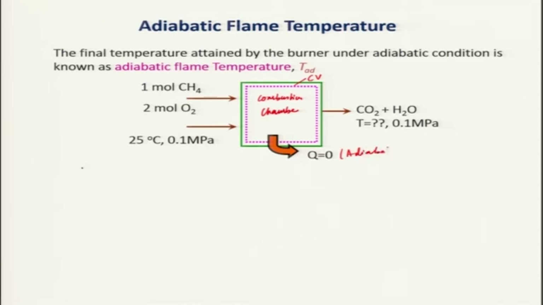That means no heat is transferred through the wall of this control volume, and the mixture is entering at 25 degrees Celsius and 0.1 megapascal. In this example, it need not be; it can be higher temperature, and higher pressure as well. We have to find out what will be the final temperature if no heat is transferred through the system boundary.